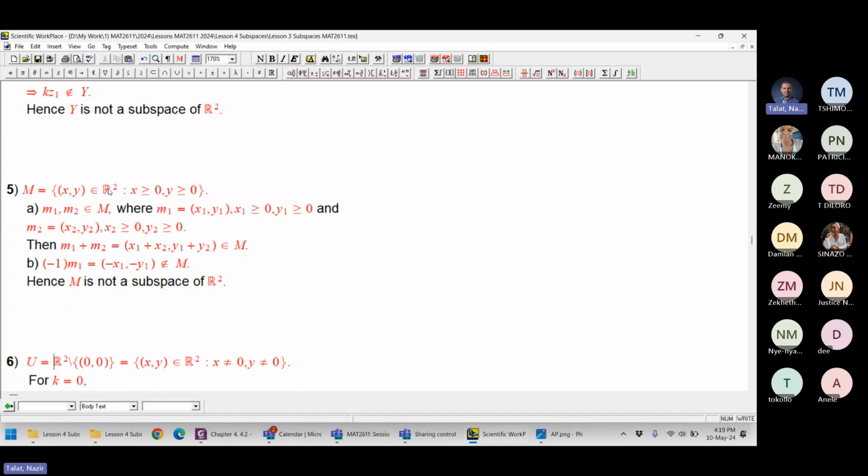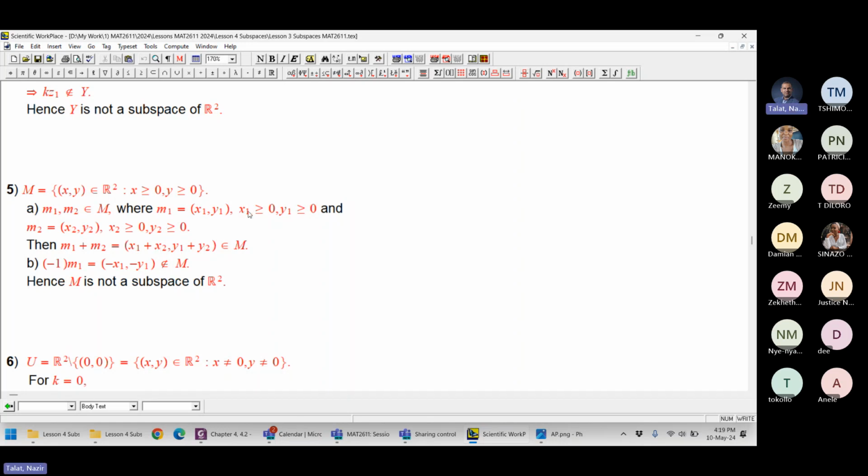This is also a nice example. If we take another set M equal to (x, y), which belongs to R square, where x is greater than 0 and y is also greater than 0. Let us take two of its elements. M1 is (x1, y1), where x1 is greater than 0 and y1 is also greater than 0, and M2 is equal to (x2, y2), where x2 is greater than 0 and y2 is also greater than 0. Now if we add M1 plus M2, then it becomes (x1 plus x2, y1 plus y2).